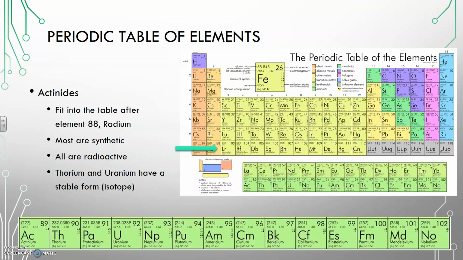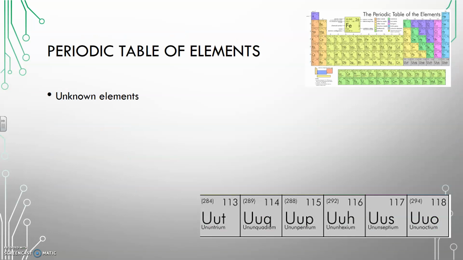Then you've got americium, curium, berkelium, which is actually named after a university, Berkeley, californium, einsteinium, mendelevium. He actually created this periodic table, and then nobelium as well.